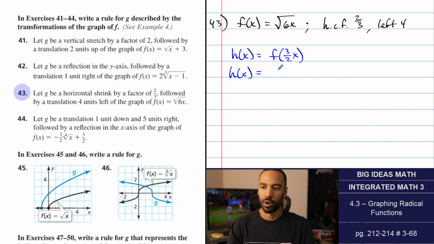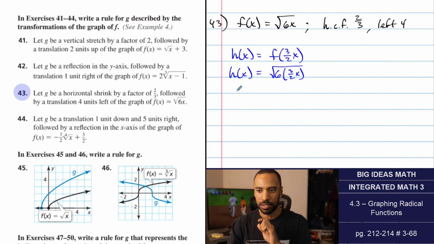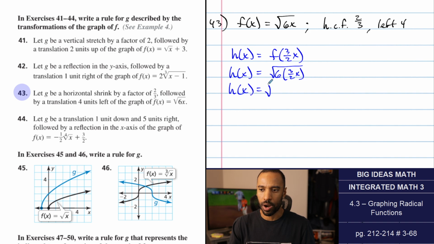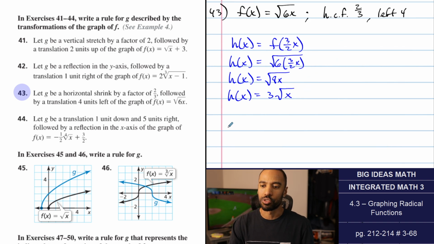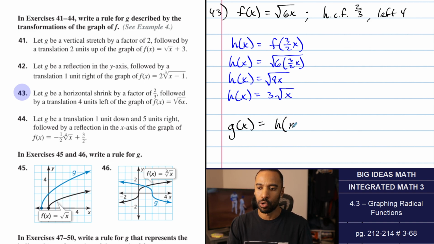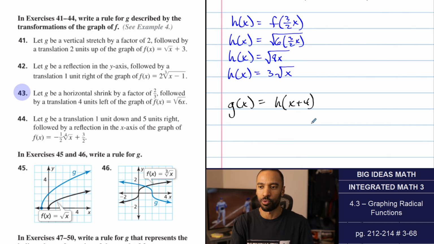So we're going to be taking the square root of 6 times 3/2 x. 6 times 3/2 is 9. So we are going to get the square root of 9x. Now, if I were a simplifying lad, which I am, I'd love to take the square root of 9 right now and turn it into a 3 on the outside. I much prefer this appearance, and it's not affecting x on the inside anymore. So as far as g of x goes now, we can take our h of x and we can go left 4. So we have x plus 4 like that.